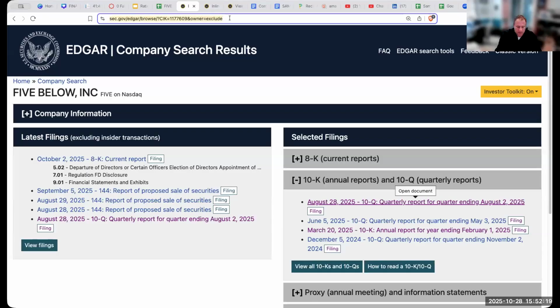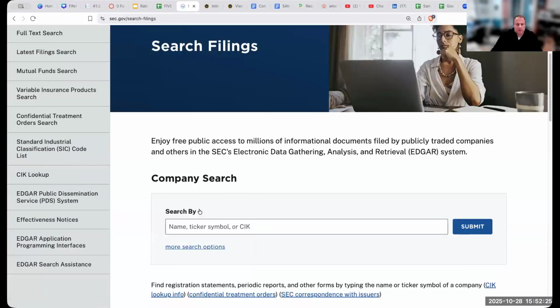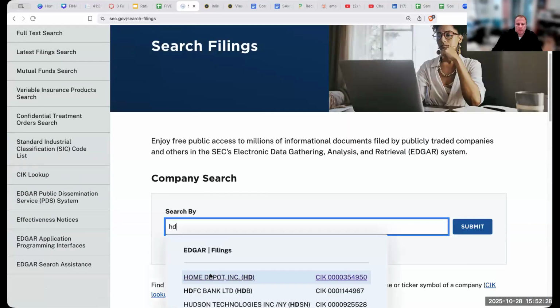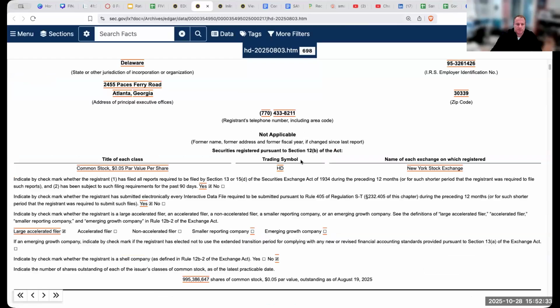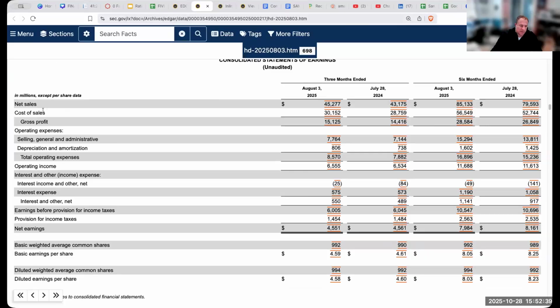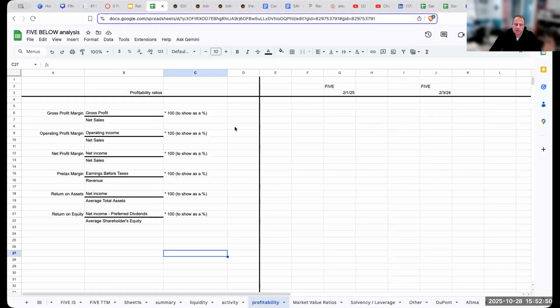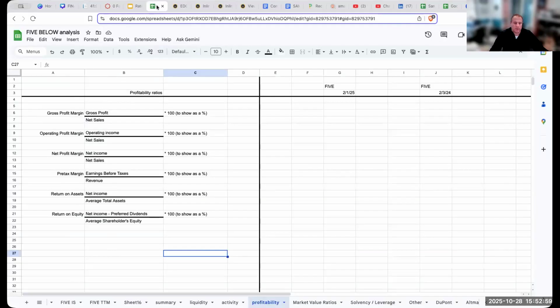Whereas if you see a company like, and my favorite one to look at is the Home Depot. If I look at the Home Depot and their financial statements, their quarterlies, they're absolutely going to be showing me net sales less cost of goods sold equals gross profit. So you'll see different companies do things different ways, but hopefully by using ratio analysis, we can even it all out. Basically, this is measuring the percentage of revenue that exceeds cost of goods sold. And so here we go.